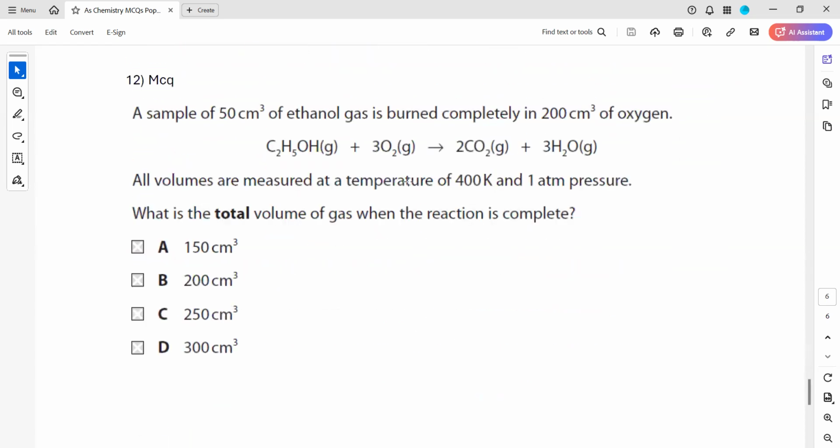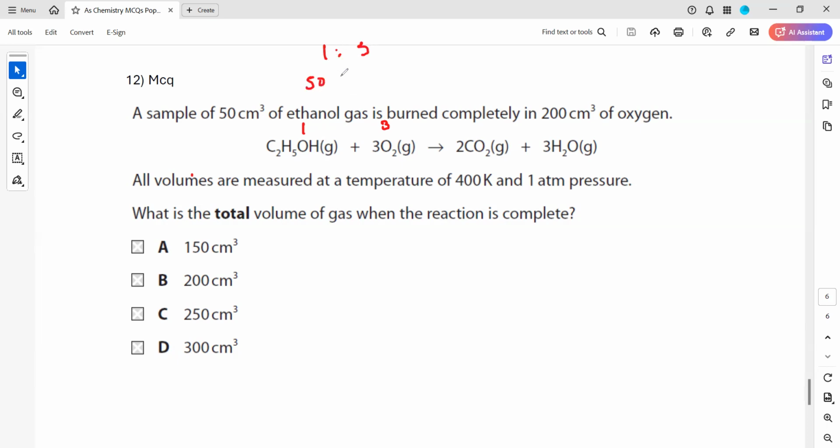In question 12, a sample of 50 cm³ ethanol is burned completely in 200 cm³ of oxygen. All volumes are measured at 400 Kelvin and 1 atm. What is the total volume of gas when the reaction is complete? First, we'll find which one is the limiting reagent. The reactants are gases, so we can use the mole ratio. The ratio is 1:3 between ethanol and oxygen.